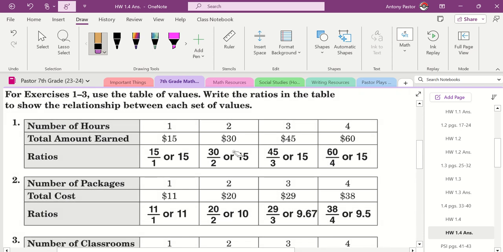$15 per hour. This would be $30 for 2 hours, or it would still be 15. It's still $15 an hour. 45 over 3, $15 an hour. 60 over 4, $15 an hour.